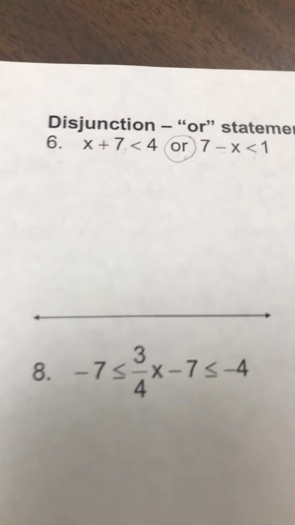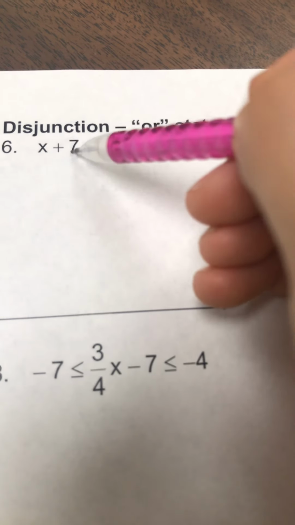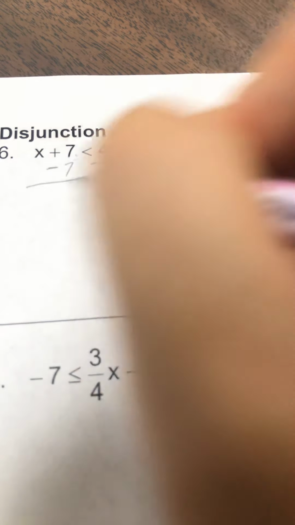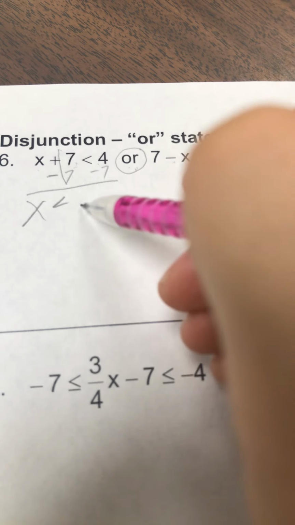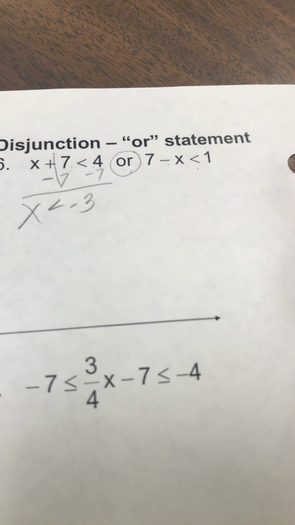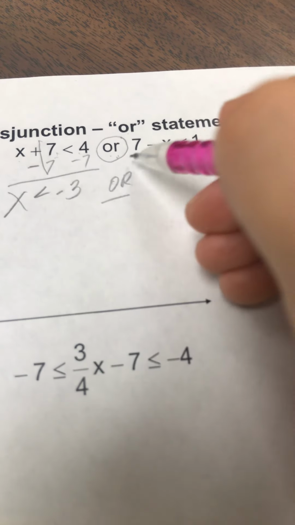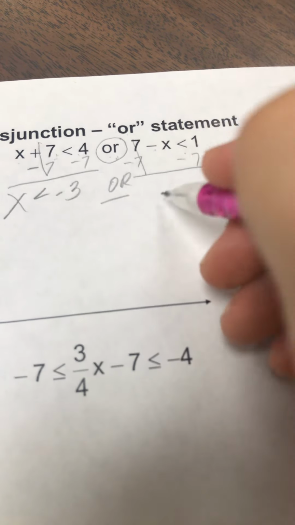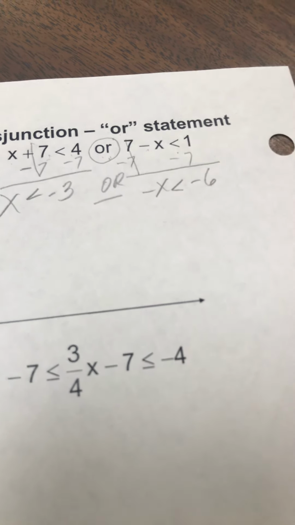All right, now let's look at disjunction. So now this first side over here on the left, we need to get x equal to something. So let's subtract the 7 on both sides, and you get x is less than negative 3. Or, leave that or, we need to subtract the 7 over here on this side. It goes away, and you have negative x is less than negative 6.